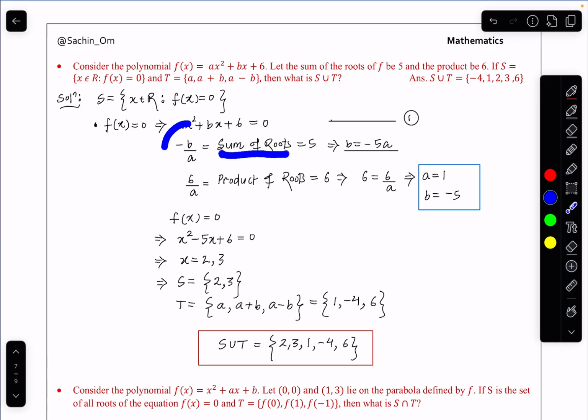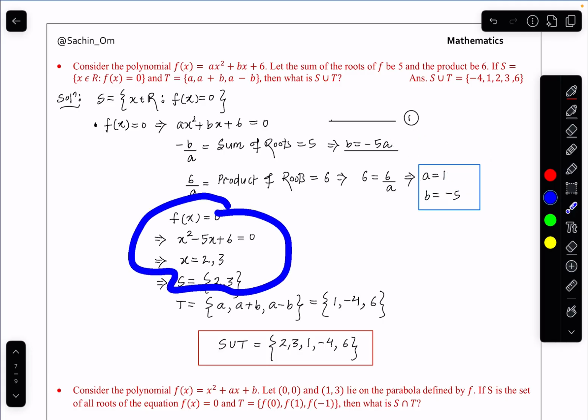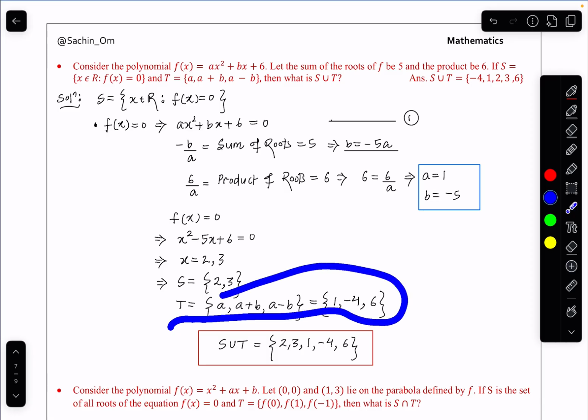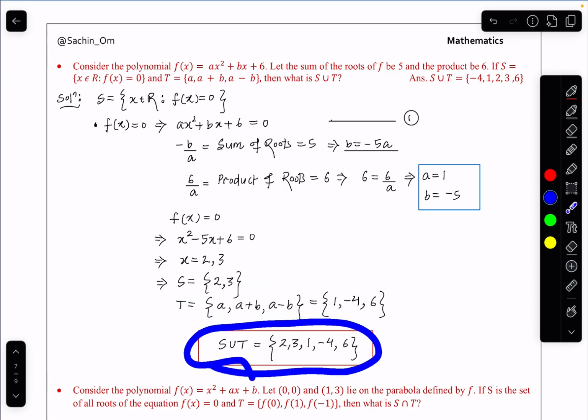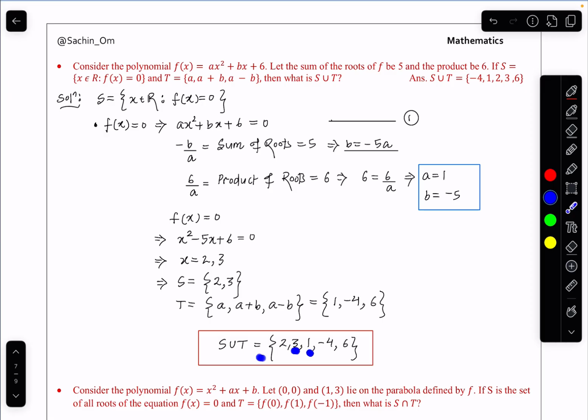So the sum of roots was minus b by a, which gave me this relation. The product of roots is c by a, c being 6. So the product of roots is 6 by a, which is equal to 6. It gave me the value of a, using which I found the value of b, and then I solved for S, I solved for T, and then I took the union. The union of S and T was 2, 3, 1, minus 4, and 6.